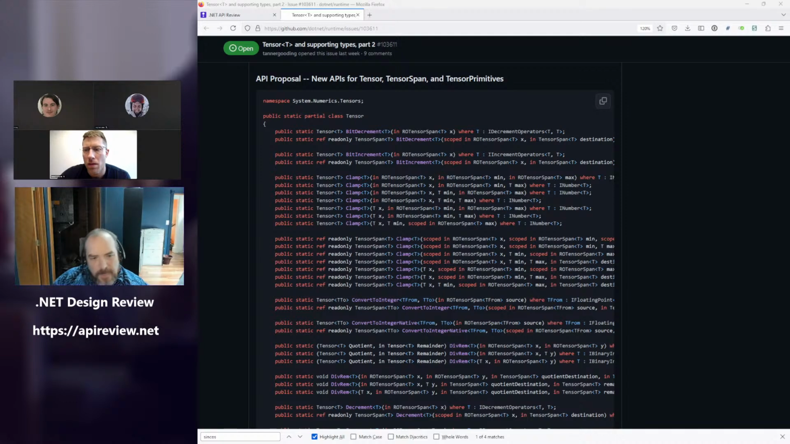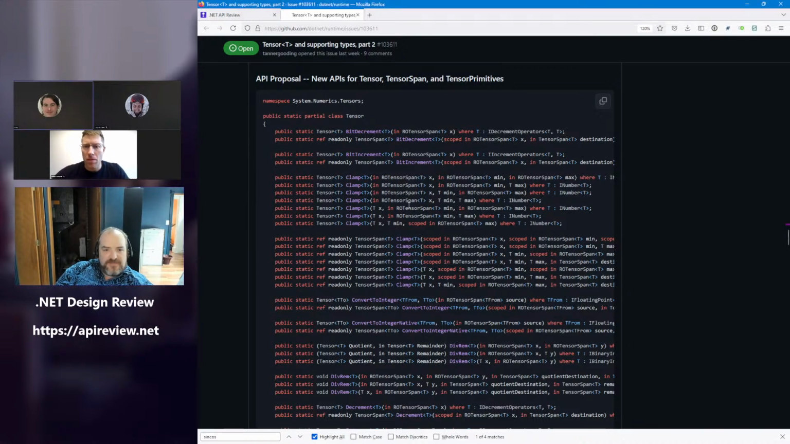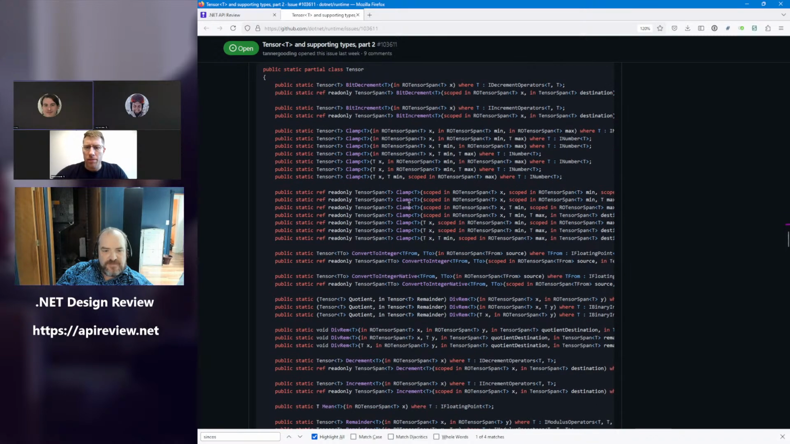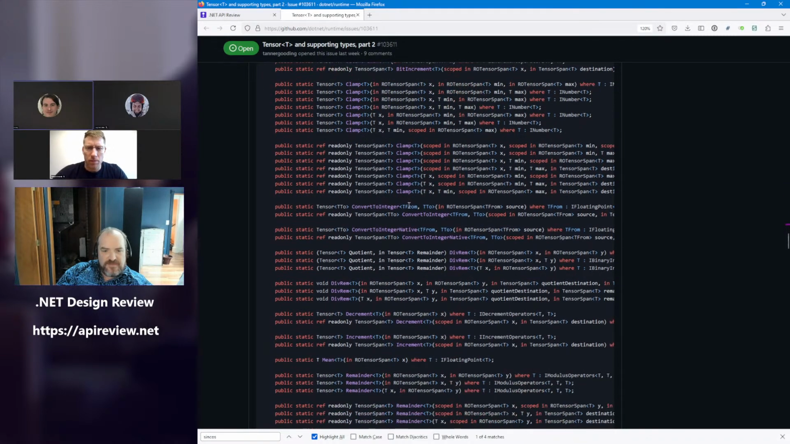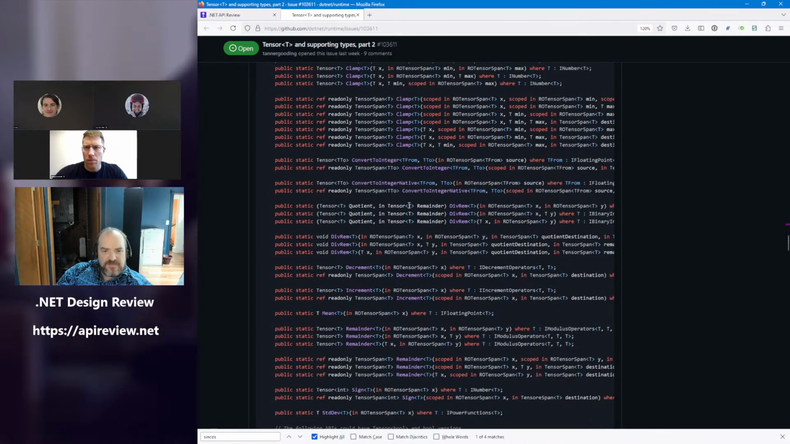That's better. We then have divrem. That one's got the same issue where it's in tensor. It should just be tensor. And then the ones that take the destination buffers instead of returning void, that should be tensor span quotient, tensor span remainder.